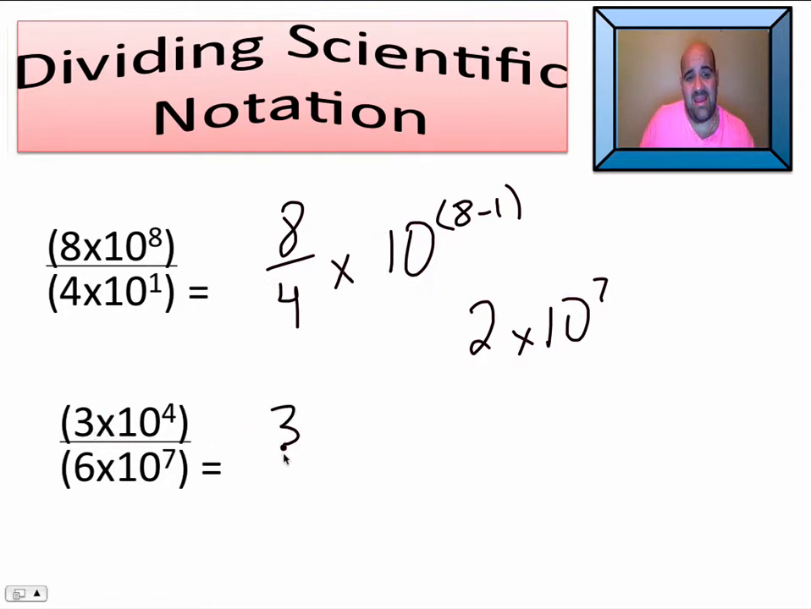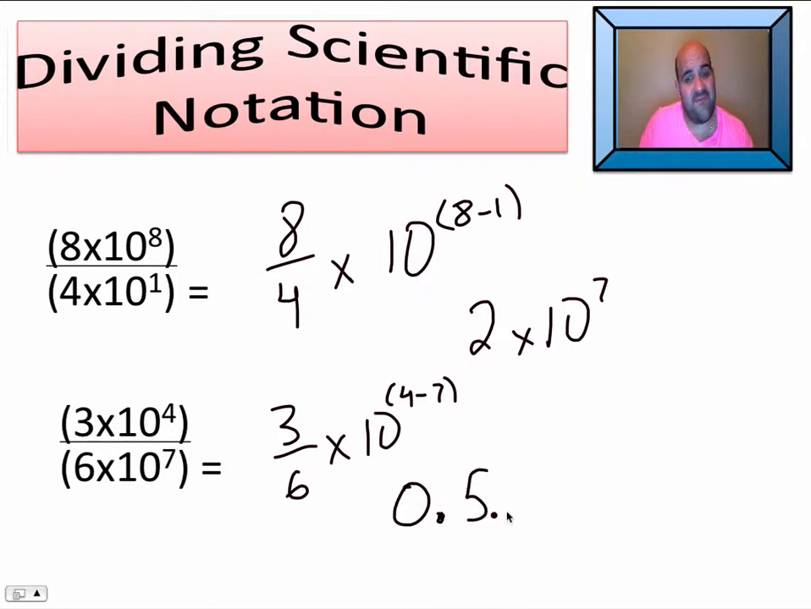3 divided by 6, right? We divide the leading numbers. And times 10 to the, subtract the exponents. 4 minus 7. 3 divided by 6 is 0.5 times 10 to the negative third. And this is a weird looking number.